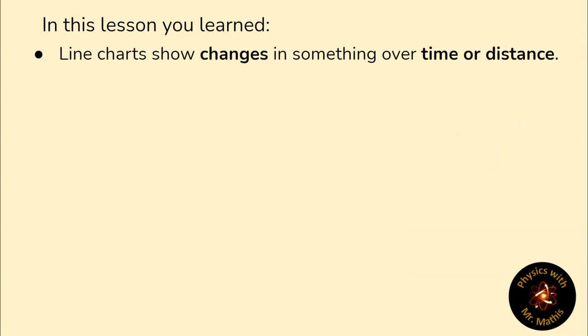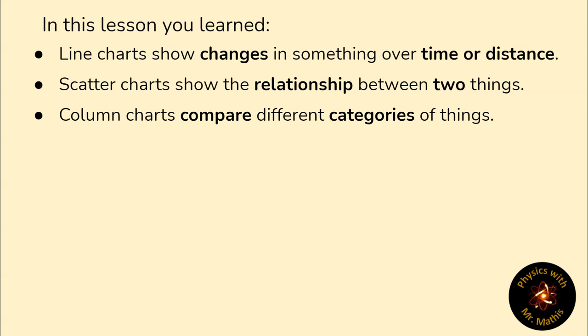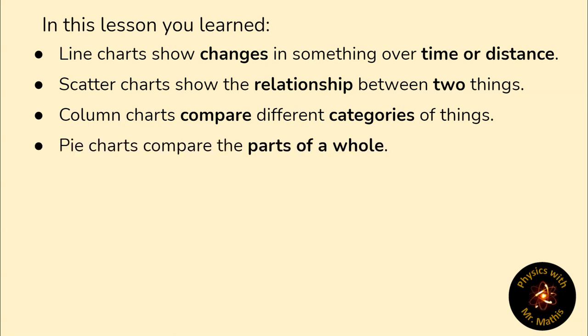In this lesson, we looked at how line charts show how a thing changes over time or over a distance. Scatter charts show the relationship between two different things. Column charts compare different categories of things, and pie charts compare all of the parts that make up a whole thing.